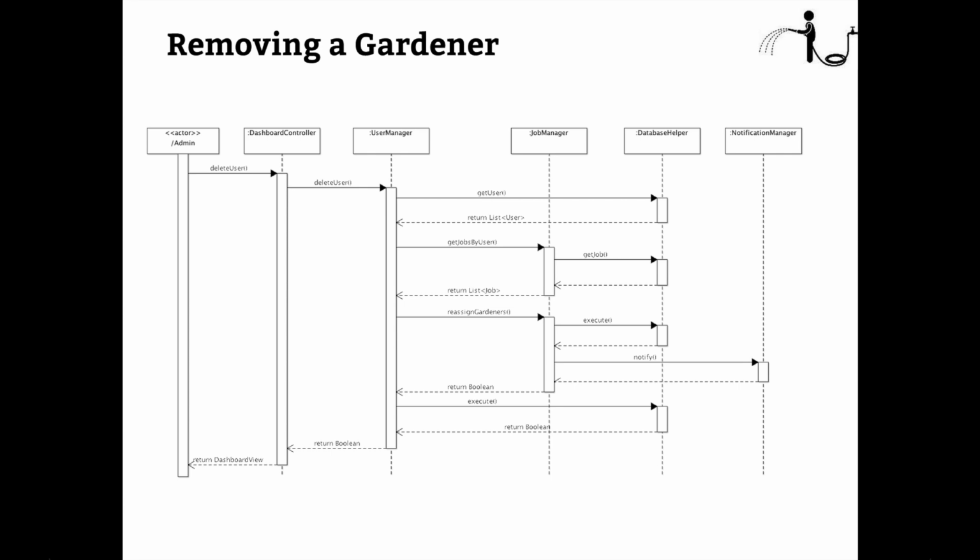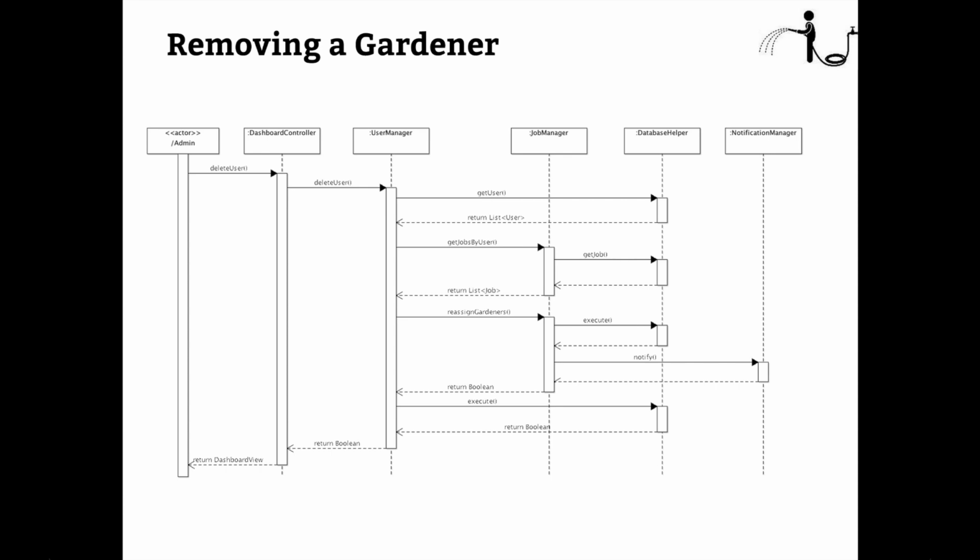We have chosen to elaborate on the task of removing a gardener from the system because of the complex interactions involved. When a gardener is removed, all future jobs associated with that gardener need to be reassigned to other gardeners. So starting from the left, the admin will click a delete button on his admin dashboard to delete a particular user. The dashboard controller then relays this request to the user manager, which then gets the user record that is to be deleted from the system.